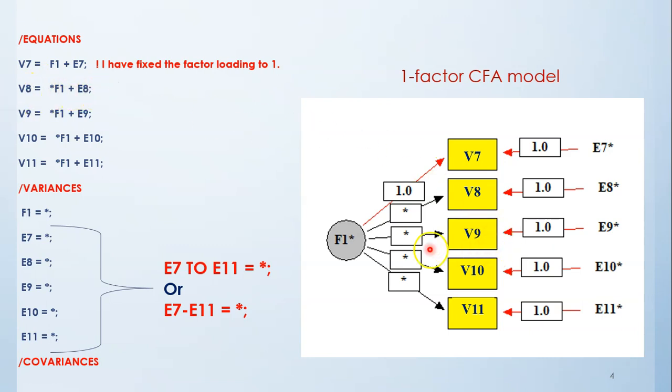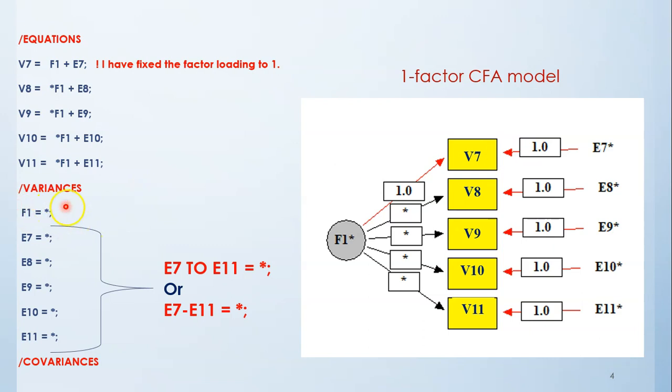For V9, we have asterisk times F1 plus 1 times E9. For V10, we have asterisk times F1 plus 1 times E10. And for V11, we have asterisk times F1 plus 1 times E11. So again, I remind you that asterisk here means that the parameter will be estimated, and these ones indicate the fact that all of these regression coefficients have been fixed to 1.